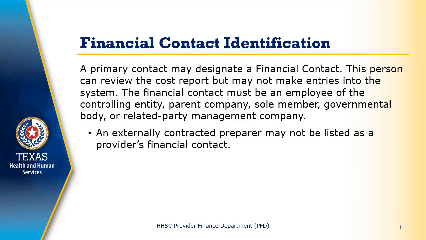A primary contact has the authority to designate a financial contact for the review of the cost report. The financial contact cannot enter data into the system and will be included on all provider communications from STEPS and can file an informal review. However, the financial contact cannot complete the PEC certification. To qualify as a financial contact, the individual must be an employee of the controlling entity, parent company, sole member, governmental body, or related party management company. It is important to note that externally contracted preparers are not permitted to serve as a provider's financial contact.